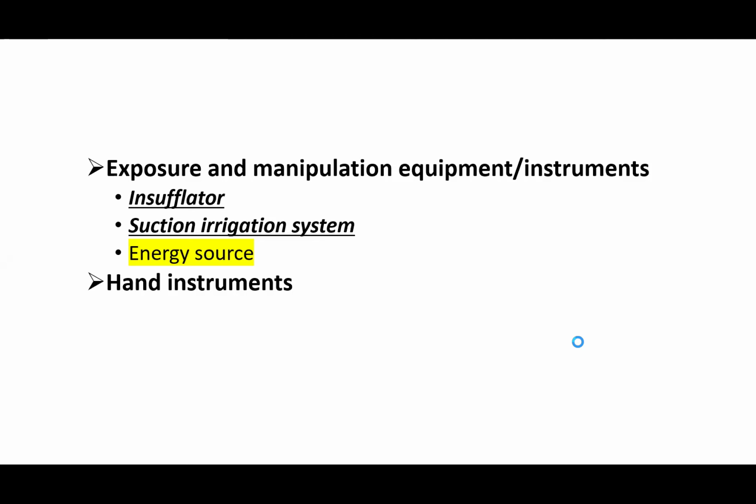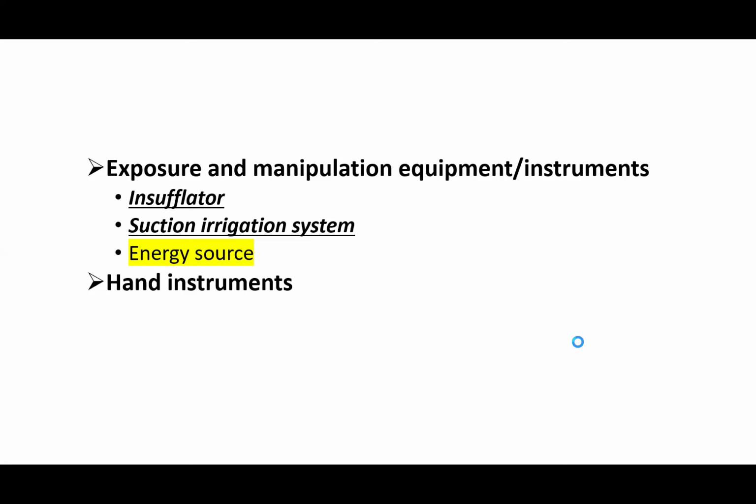Now, we broadly classify the instruments into imaging devices, exposure and manipulation equipment or instruments, then hand instruments. Now, for the exposure and manipulation equipment, they include the insufflator, the carbon dioxide insufflator, to create the room for visualization of the abdominal cavity so that the procedure can take place.